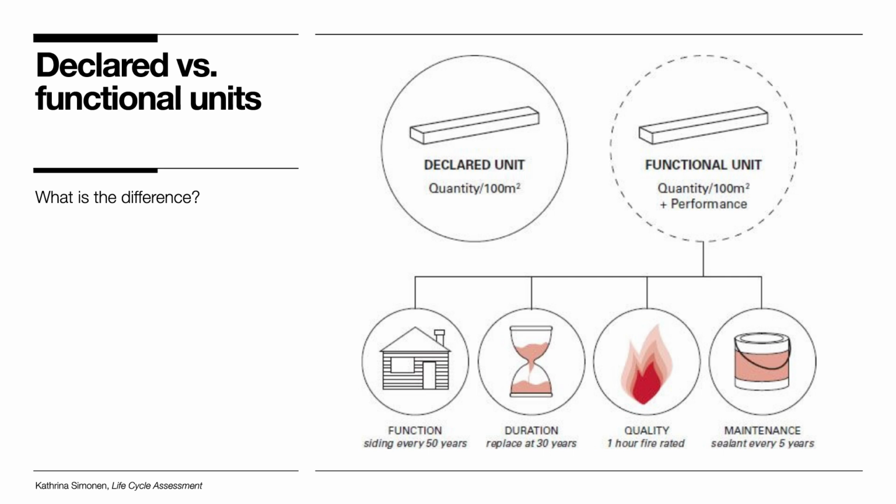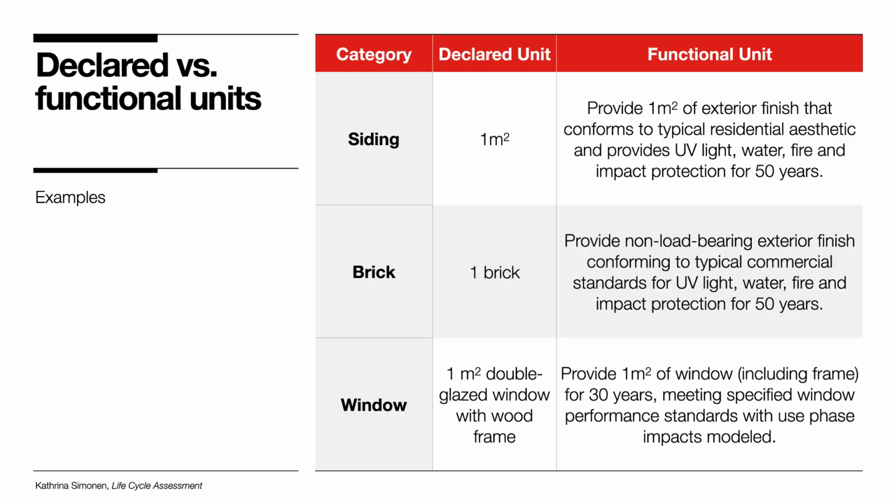So then you're looking at wood siding, and we think we need to replace it every 30 years, and it needs to be 1 hour fire rated, and we need to maintain it with sealant every 5 years. So you're building, by those functional units, more realities of how this thing is actually going to be used, which is helpful. I won't read all this, but these are some examples, right?